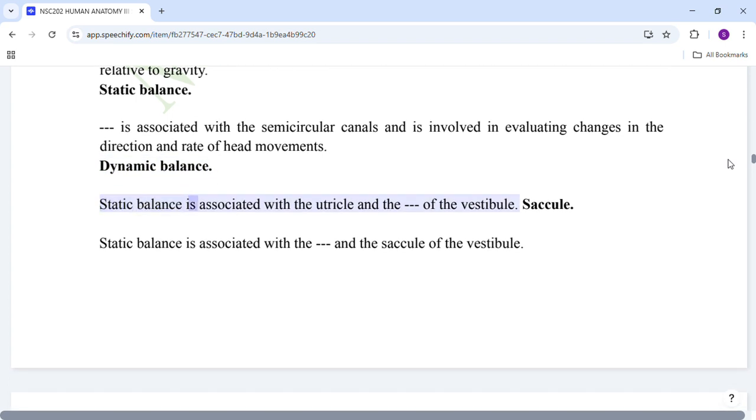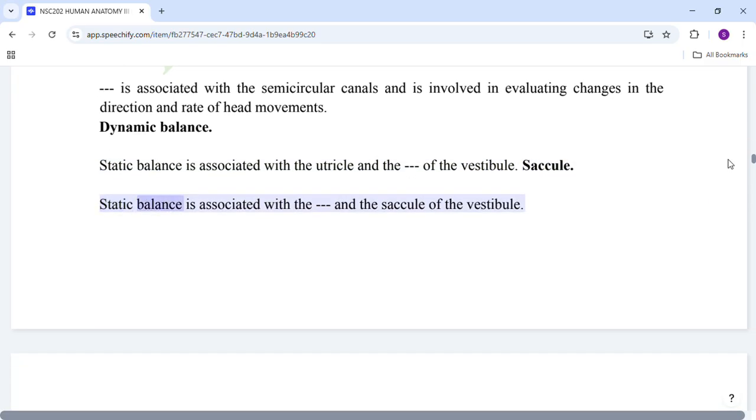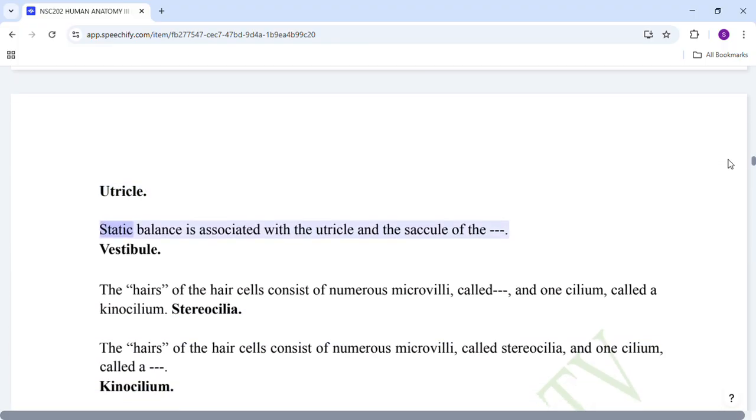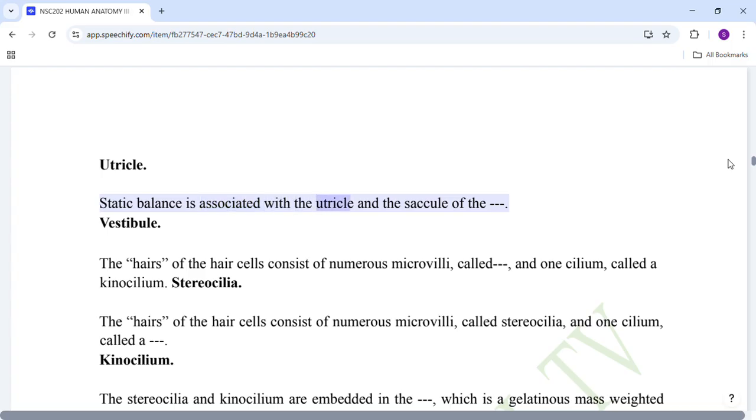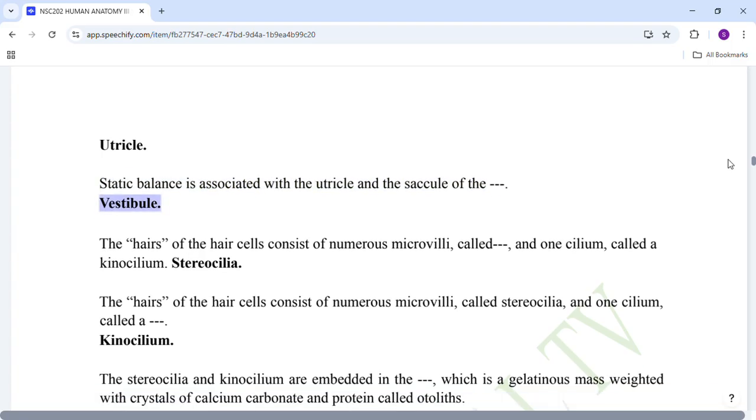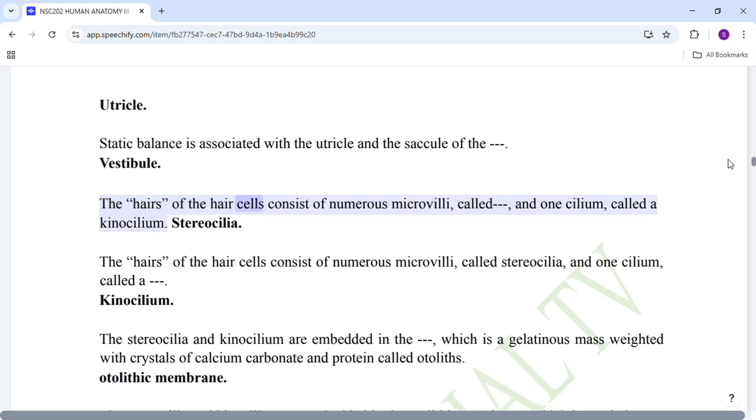Static balance is associated with the utricle and the saccule of the vestibule. The hairs of the hair cells consist of numerous microvilli, called stereocilia, and one cilium, called a kinocilium.